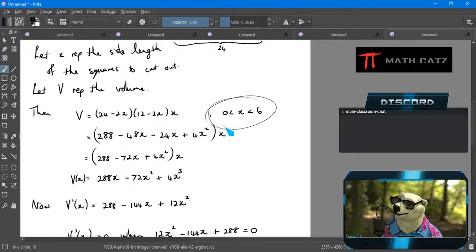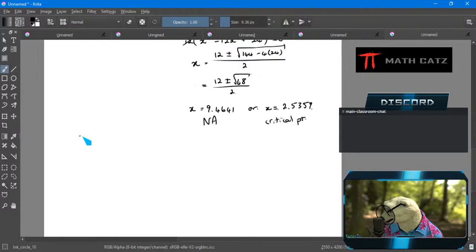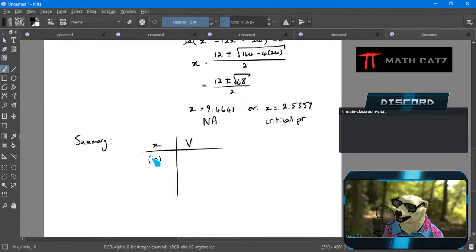Now we have another situation where I can't actually obtain the endpoints. I do want to be aware of them and just check that nothing weird is happening, that I'm not heading towards a larger volume than anything else. Chances are no, but I do want to be sure. So let's summarize what we have here. We have some x values and some volume values. We have our endpoint of 0, which we can't actually obtain, so I put it in brackets. Then we have 2.5359, which we can obtain, and then we have our 6, which we can't obtain, the other extreme.